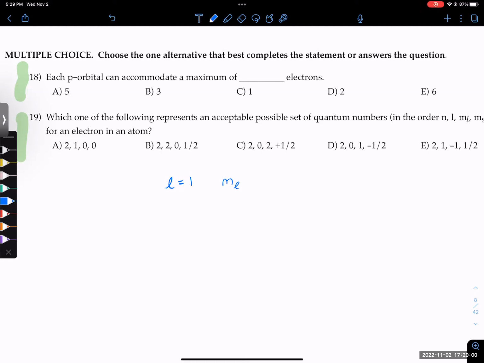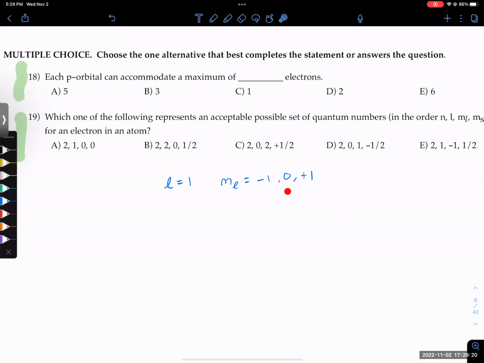So if we figure out the amount of orbitals there are, we can figure out the amount of electrons. m sub L can be -1, 0, and +1. How many orbitals is that? Remember, m sub L tells us how many possible orbitals there are. So -1 is the first orientation, 0 is the second, and +1 would be our third orientation of an orbital. So how many orbitals are there in a p subshell? 3, exactly. So 3 orbitals in the p subshell.